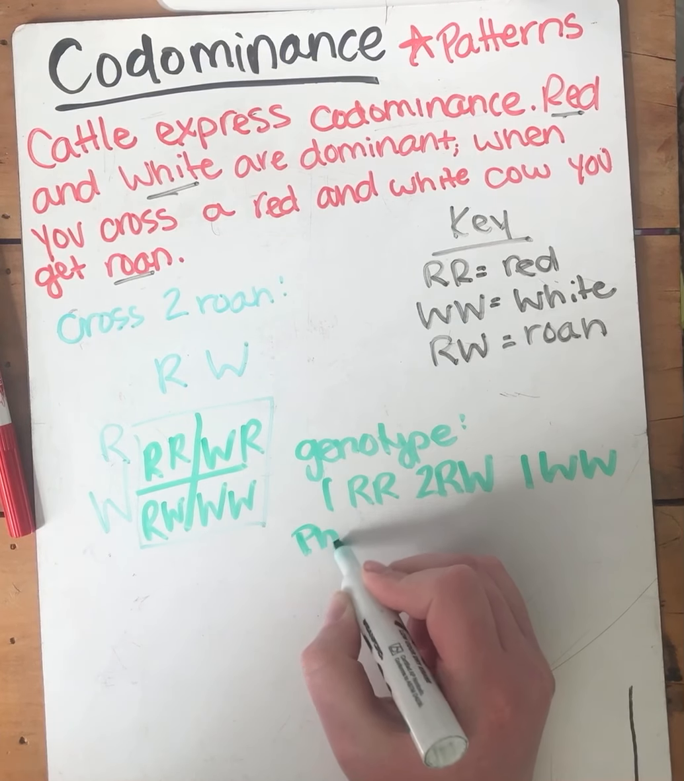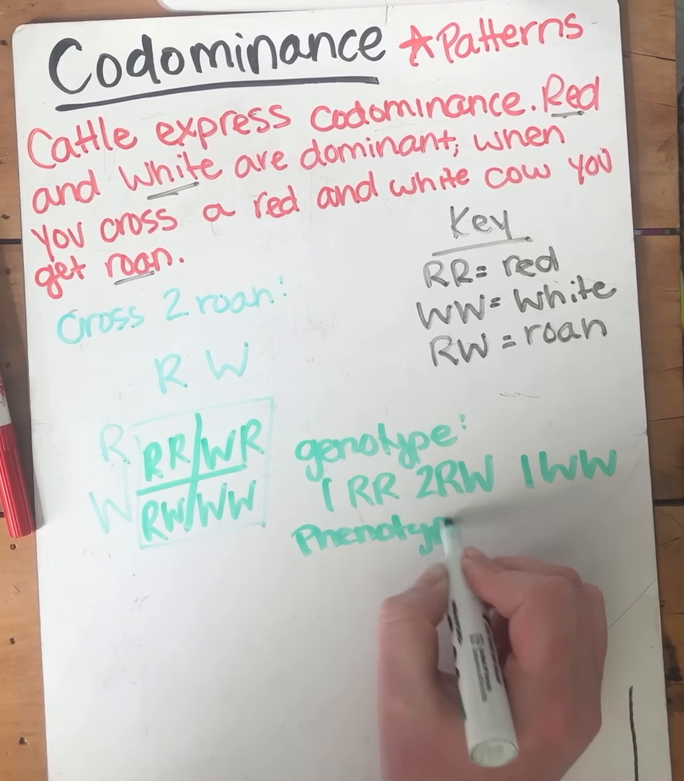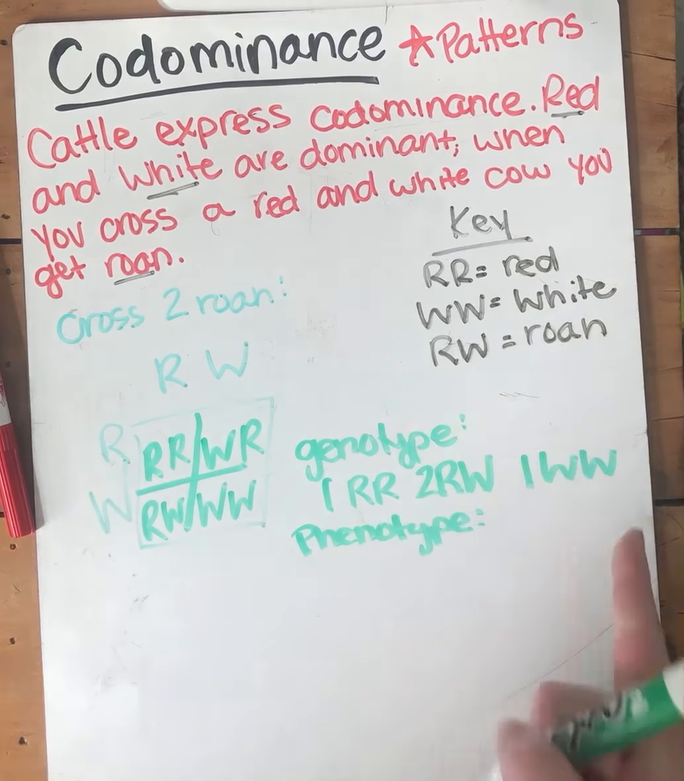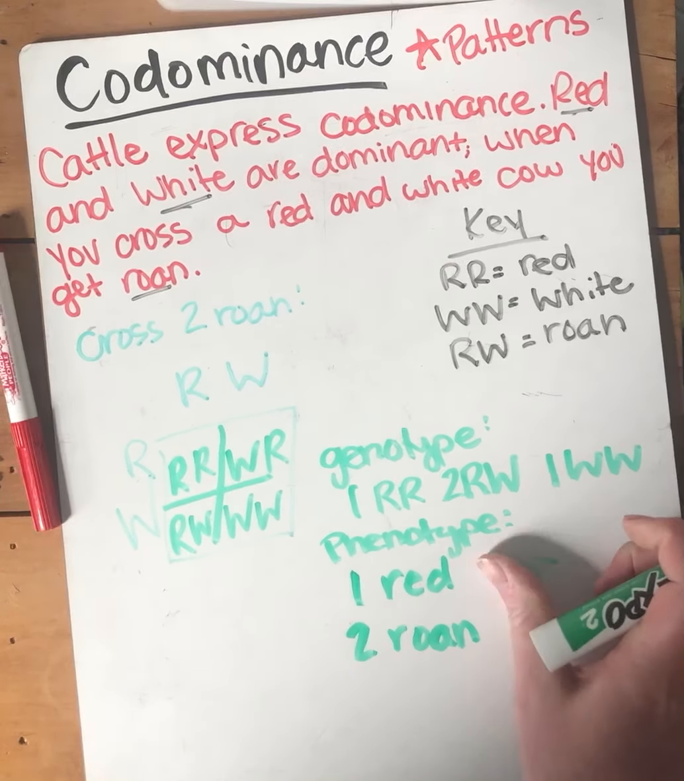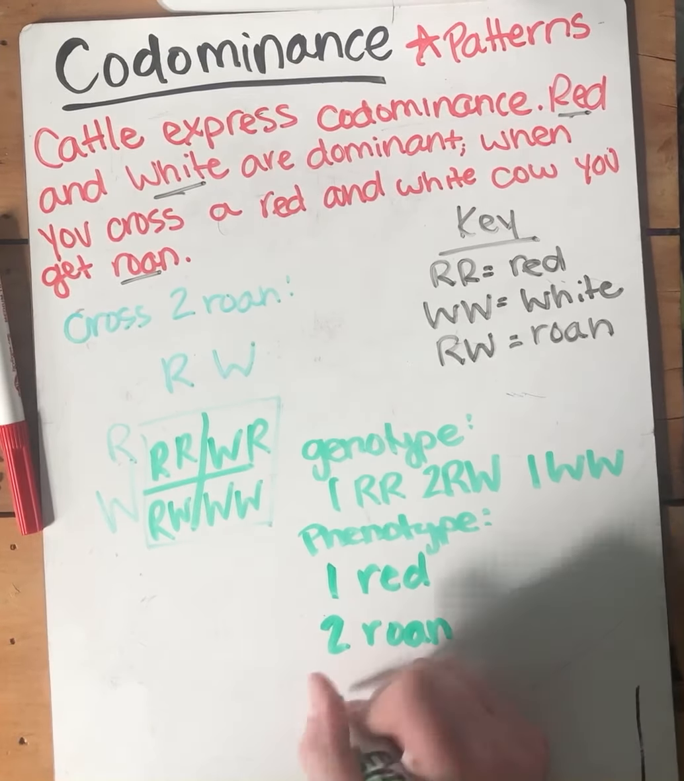Now our phenotype. Since we have 3 different genotypes, we'll have 3 different phenotypes. You're going to have 1 red cow, 2 roan cattle, and 1, I'll put it down here, just for formats, 1 white cow. Okay. Now keep in mind, if you remember in that previous question, I put percentages. So if we wanted to convert this into percentages, you would have 25%, 50%, and 25%. Okay?